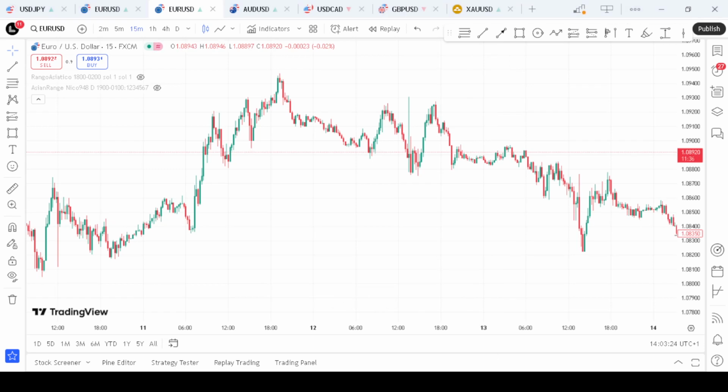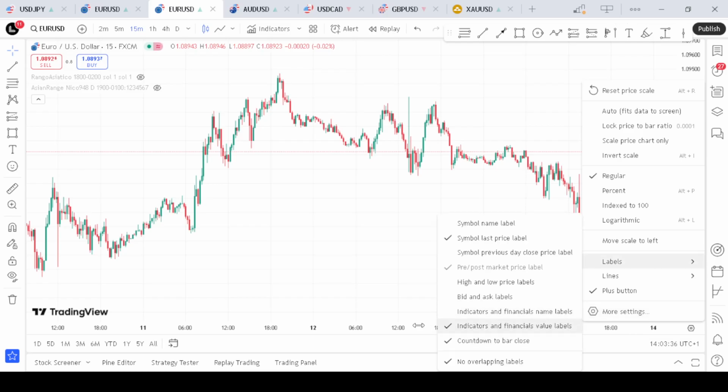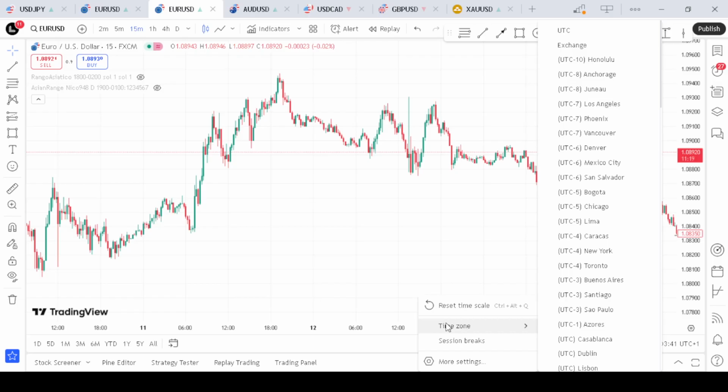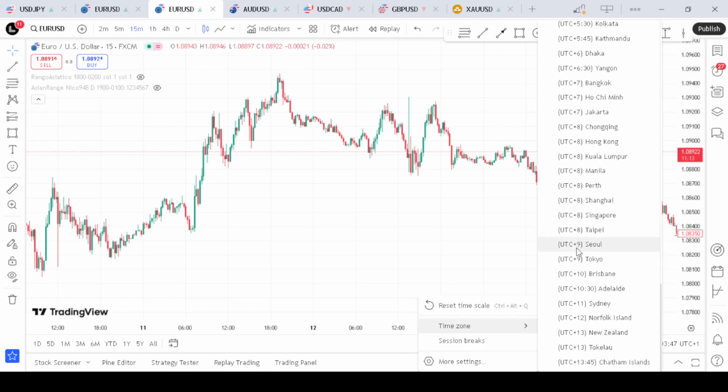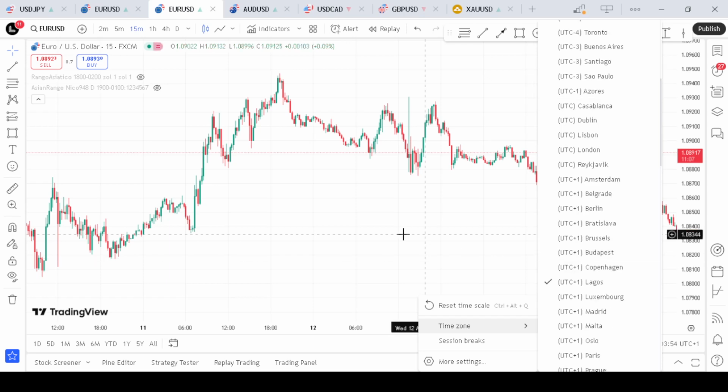So we start by understanding what the ICT Asian Range Strategy is. The Asian Range Strategy is a trading method that focuses specifically on price movement during the Asian session. This is what we are talking about: the movement of price action during the Asian session.